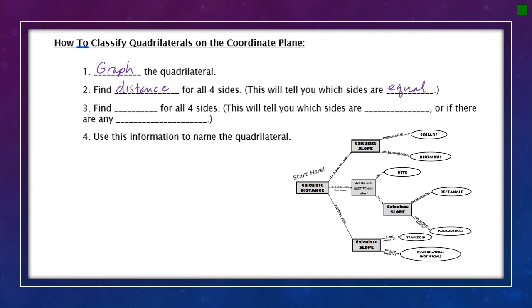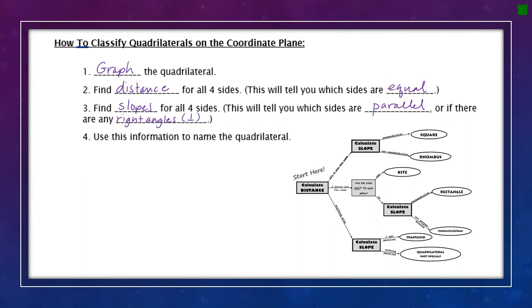Third, you want to find the slopes for all four sides. This will tell you if you have any sides that are parallel, or if there are any perpendicular slopes or right angles. So I'm going to put right angles, and then in parentheses I'll put perpendicular, because that's when you have perpendicular lines, that's when you have right angles.